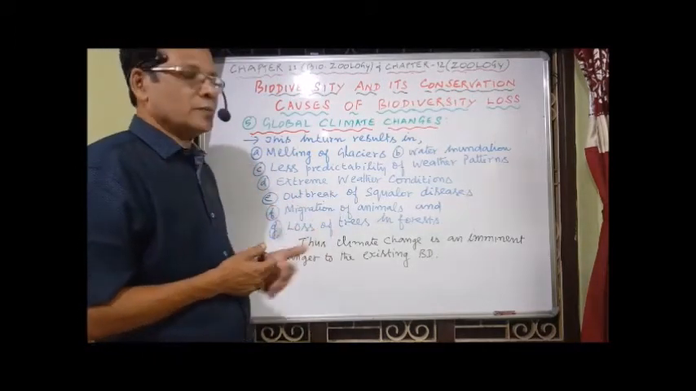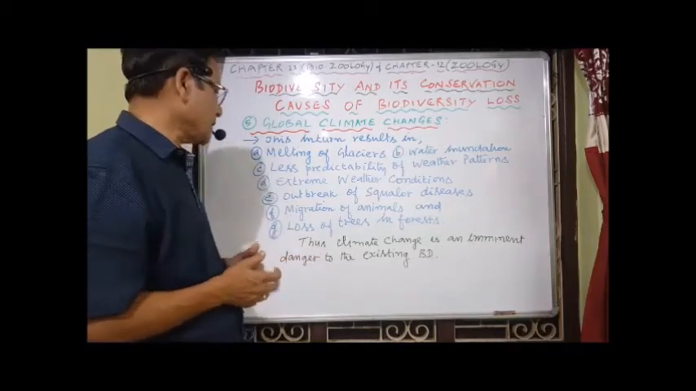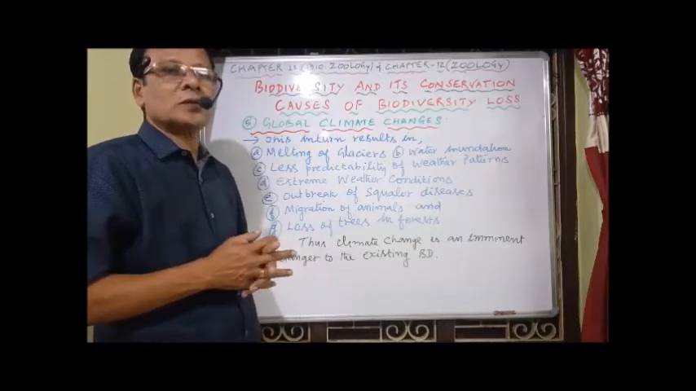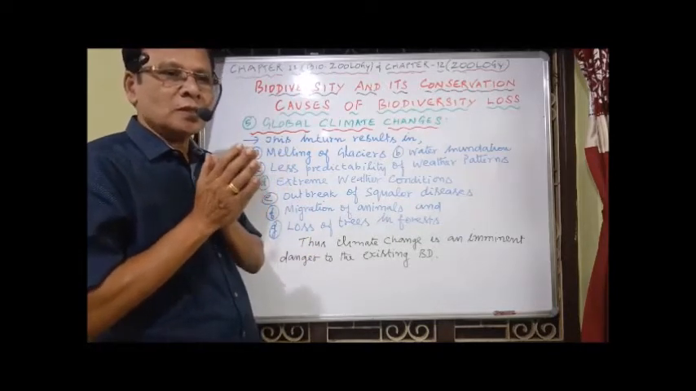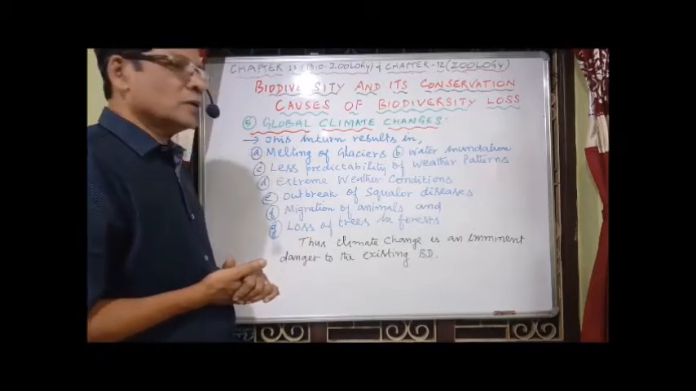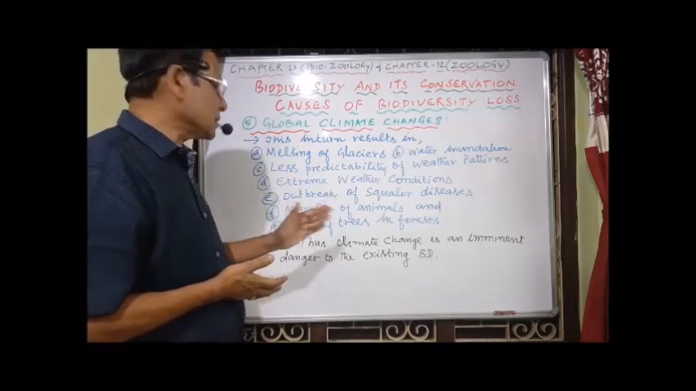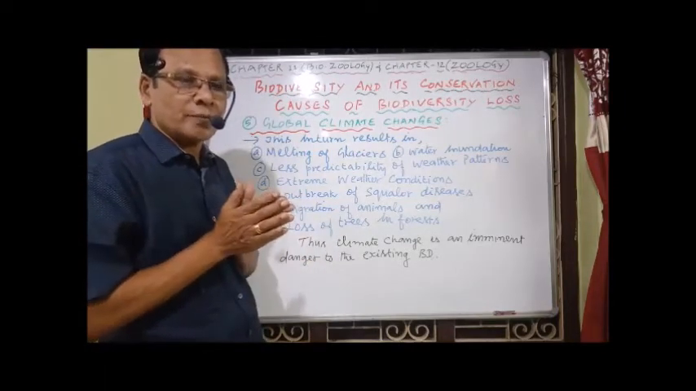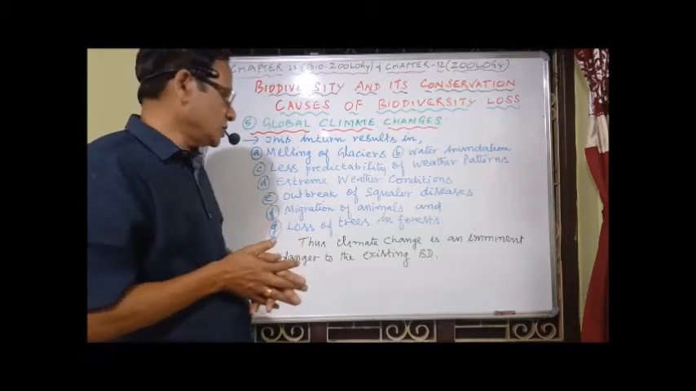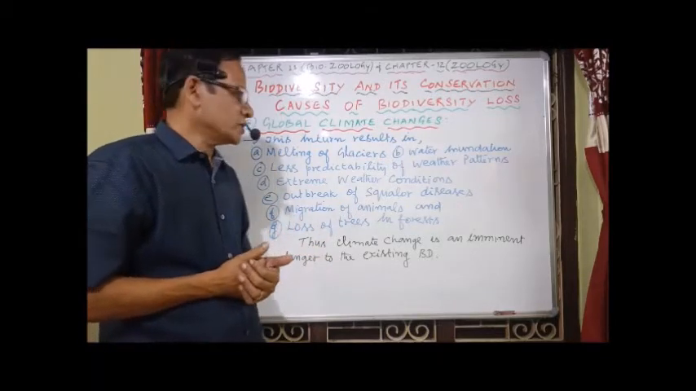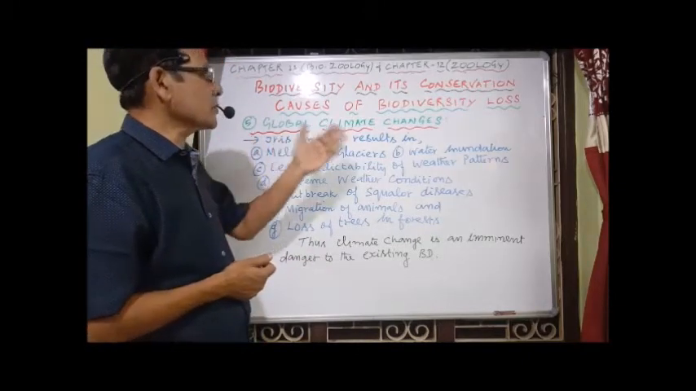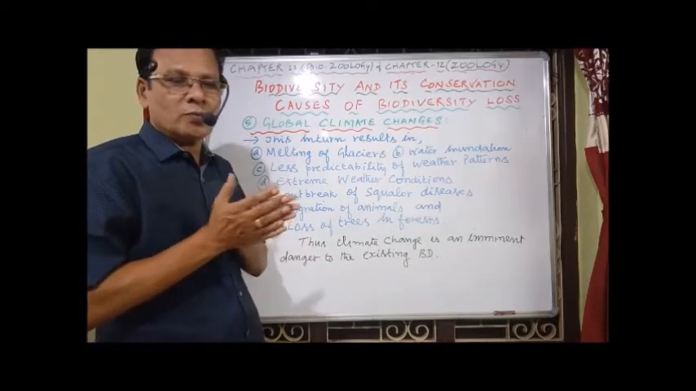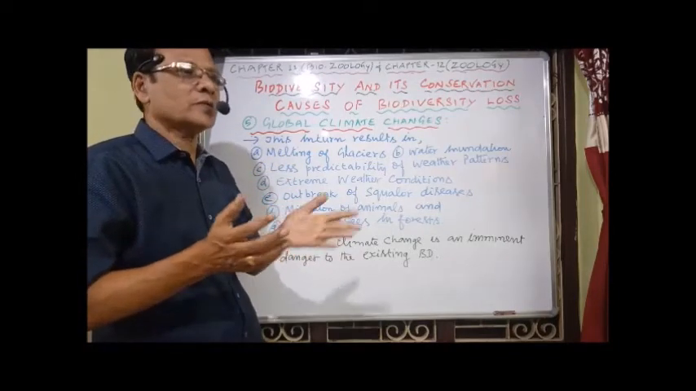Then migration of animals, movement of animals from that area, and loss of trees in forests, falling of trees because of climate change. They cannot tolerate the extreme weather patterns, therefore they die. So we can see climate change is an imminent danger, a major danger about to happen, to the existing biodiversity. These are the effects of global climatic changes. Now we have to make a link between human well-being, climatic change, and biodiversity.